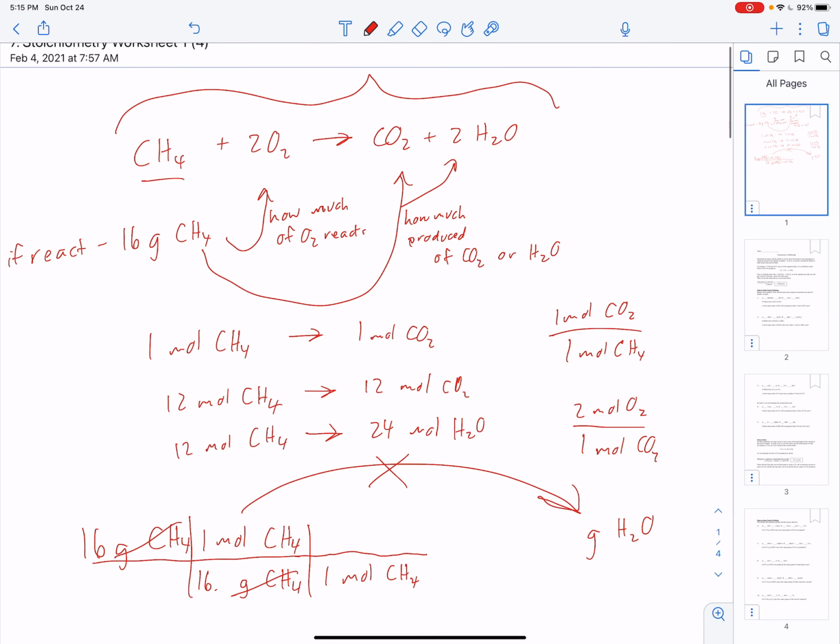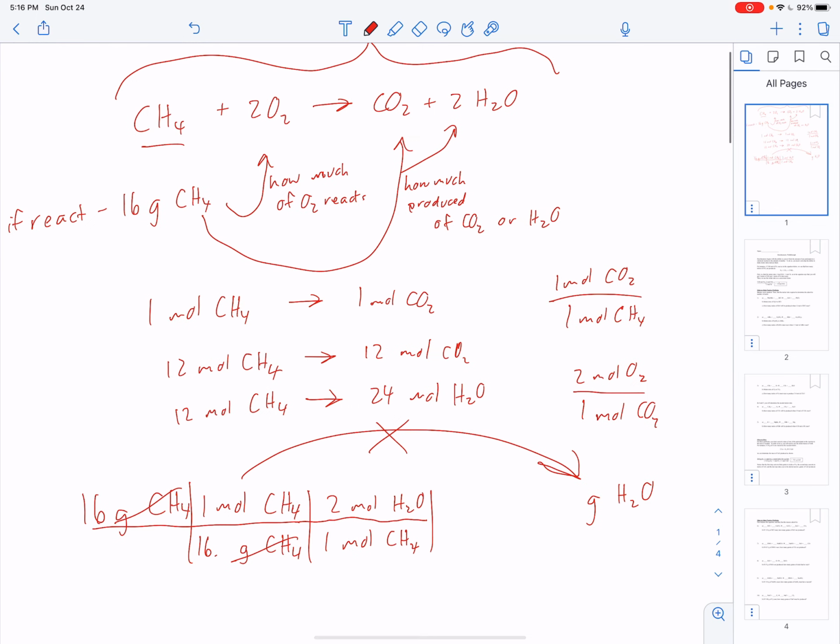Well, 1 mole of methane, according to the reaction, right? 1 mole of this makes 2 moles of water. So I get 2 moles of water. And that tells me, well, 16 divided by 16 again is 1, times 2, means I've made 2 moles of water for 16 grams of methane.